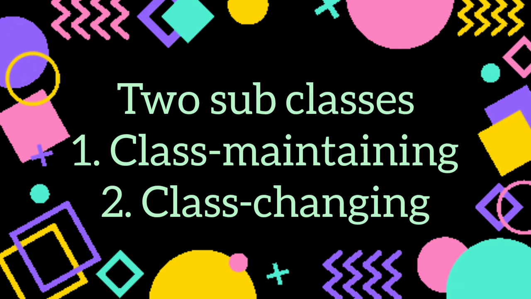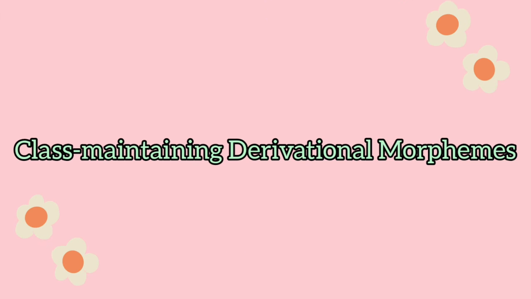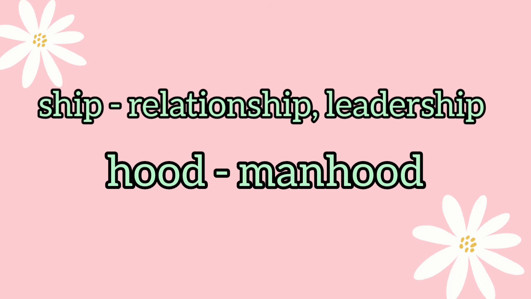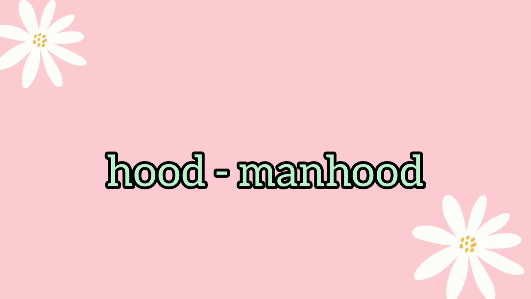Derivational morphemes can be categorized into 2 subclasses. There are class-maintaining derivational morphemes and class-changing derivational morphemes. Class-maintaining derivational morphemes usually produce a derived form of the same class as the root. They don't change the class of the parts of speech. For example, ship and hood in relationship, leadership, and manhood words.